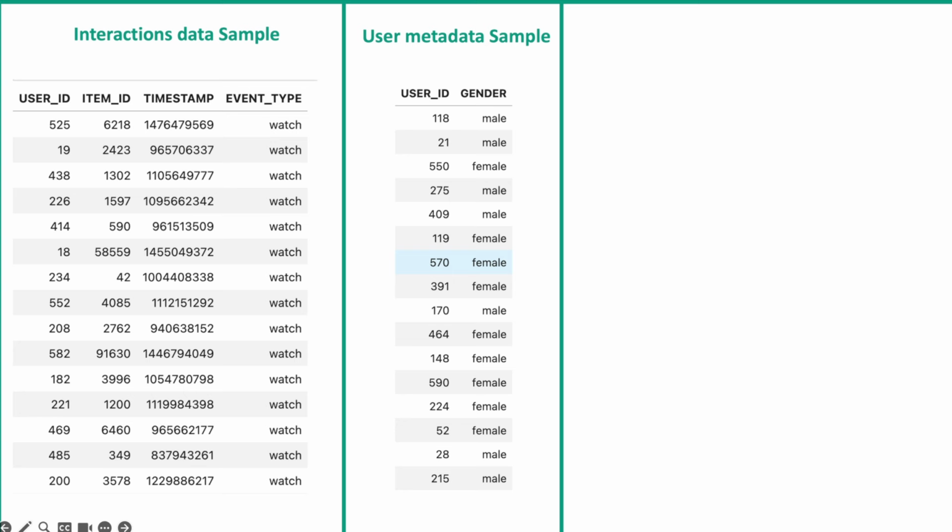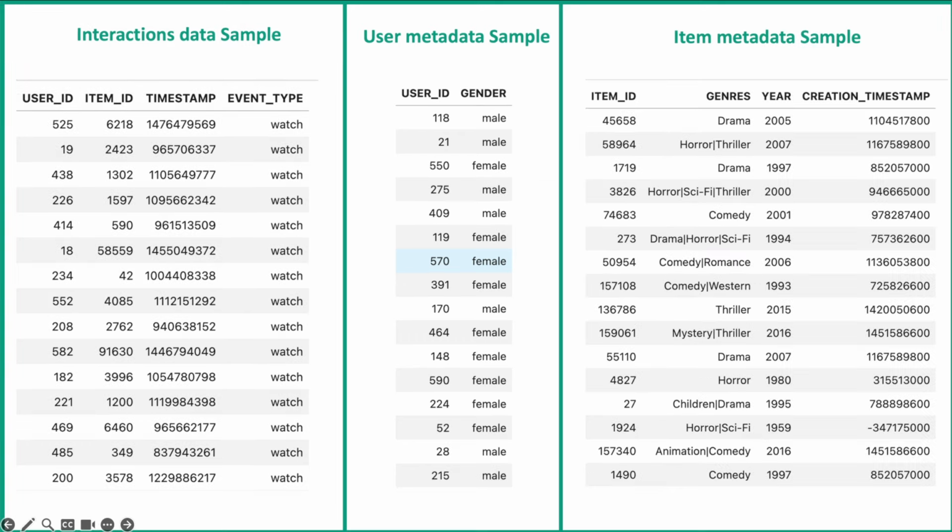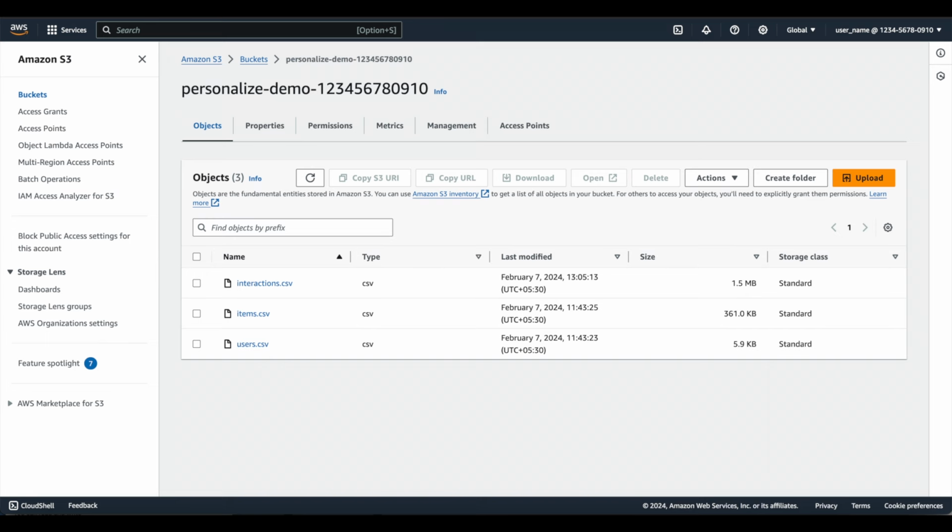You can also optionally provide user metadata. As you can see, the user metadata field provided has gender as an additional attribute. Similarly, you can provide item metadata as well. In this case, item metadata contains genre, year, and creation timestamp. After preparing the data using Amazon's Jupyter notebook, I uploaded the data files into an Amazon S3 bucket.